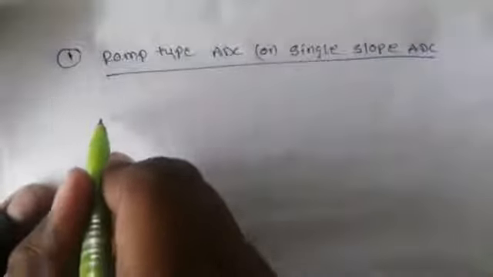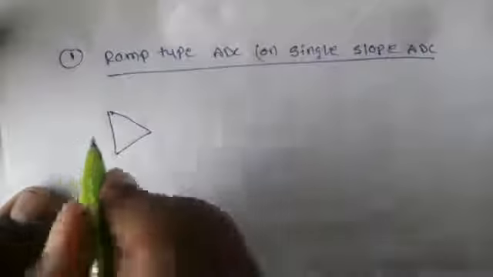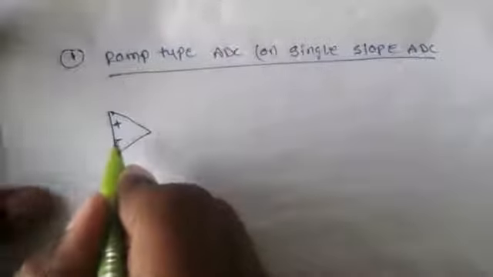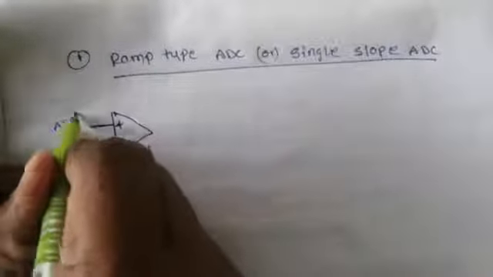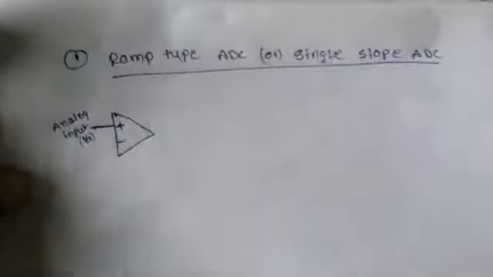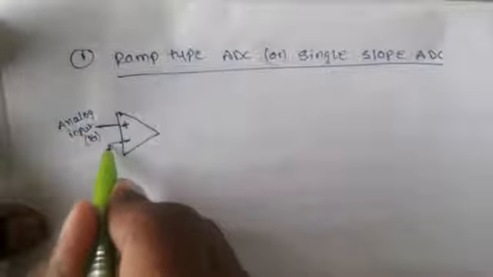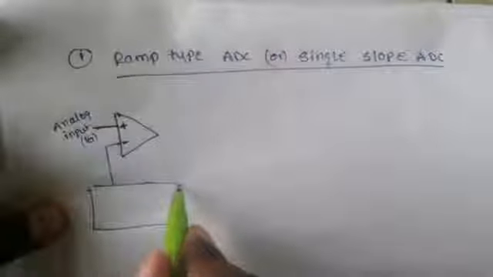Here we have to take one comparator initially, that is nothing but an operational amplifier. Here the operational amplifier has two inputs, one is a non-inverting input, another one is an inverting input. For the non-inverting input you can assign the analog input voltage, which we will convert into digital form. Another input is connected to the ramp generator. Why? Because it is a ramp type ADC. So here we connect a ramp generator.